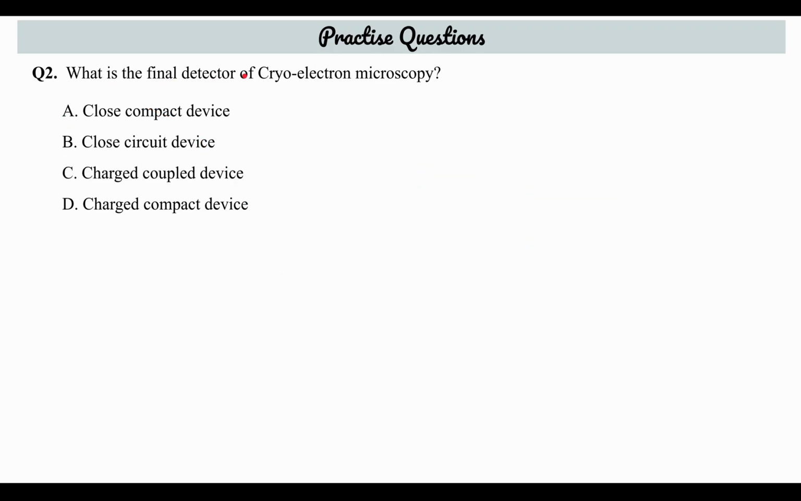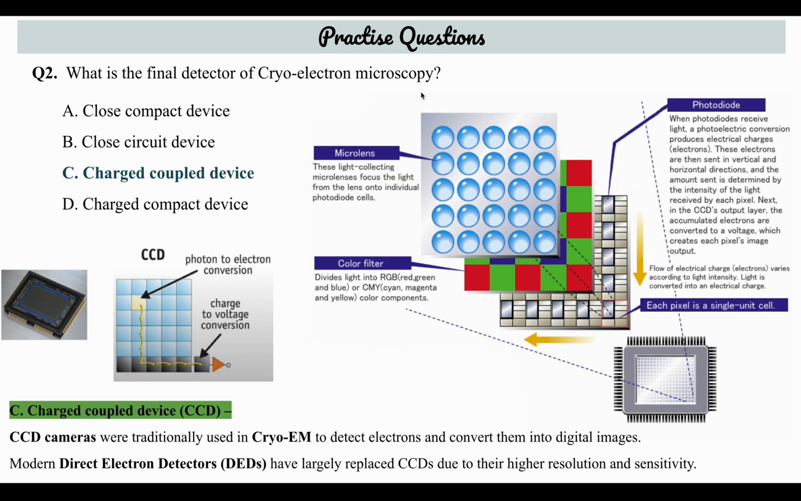The second question is, what is the final detector of cryo-electron microscopy? Option A, closed compact device. Option B, closed circuit device. Option C, charged coupled device. And option D is charged compact device. Yeah, we have discussed this as well. I'll give you some time to think and then we'll see the answer. Okay, so the right answer is charged coupled device.